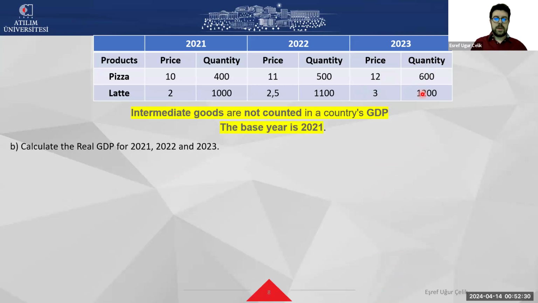In the real GDP part, we take the price of the base year, and for the quantity, the year I ask you here. Okay. And I said in the base year, nominal GDP equals real GDP. And the question gives the base year, 2021. For the price, we take the base year. For the quantity, we take the year I asked you.